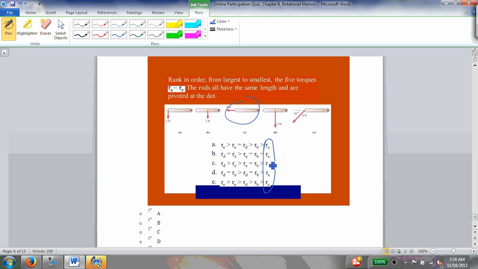You could go through and calculate these, and what you would find is this has a torque of 2 Newton meters. This has a torque of 1 Newton meter. This has a torque of 2 Newton meters, 4 times a half a meter. Oh yeah, I'm just taking all these to be 1 meter long. And this one is going to be 4 sine of 45 times 1 meter, and so that's going to be the largest. E is the largest. And then we have A and D equal, and then B is next and C is last. So that's option A.